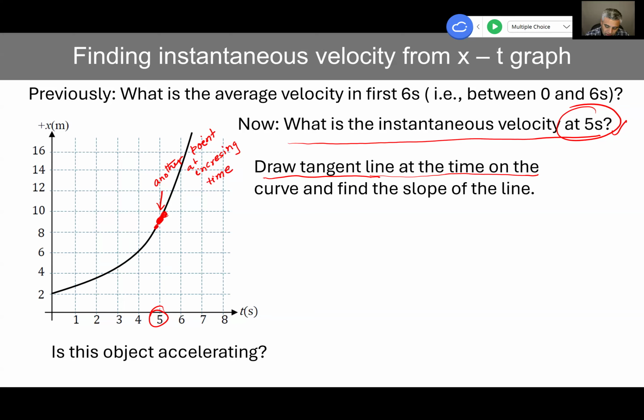See, not on this side, no, not on that side. That would be the decreasing time side. That would be less than 5 seconds, right? That would be less than 5 seconds. We want more than 5 seconds.